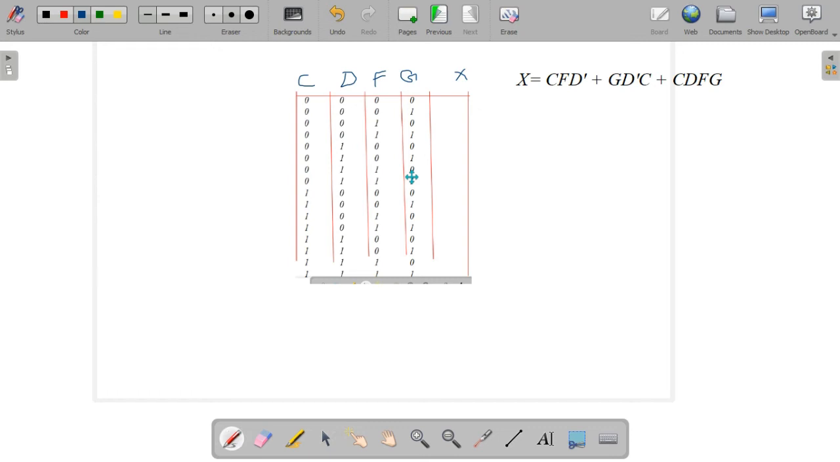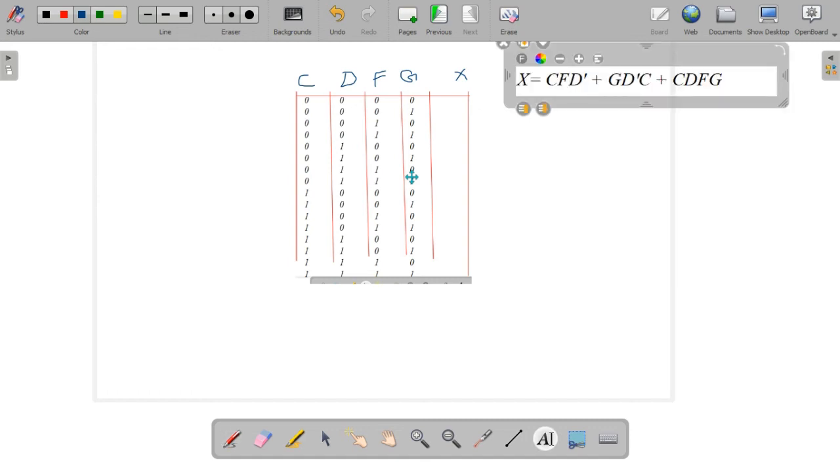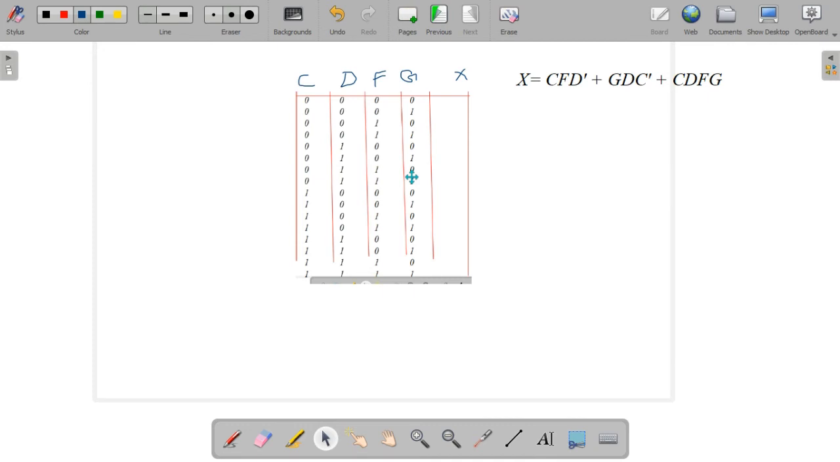Using the expression, what is the expression we got? CFD dash plus GDC dash plus CDFG. This is the expression we got from that stepwise question. Now we have drawn the truth table for 4 variables. So first of all, we have to substitute the values of each row. Example, first row 0, 0, 0, 0. So all are zeros, and their value is 0. So we can write it as 0.